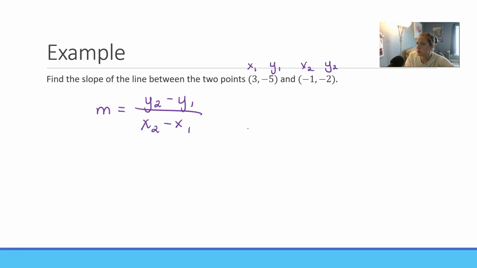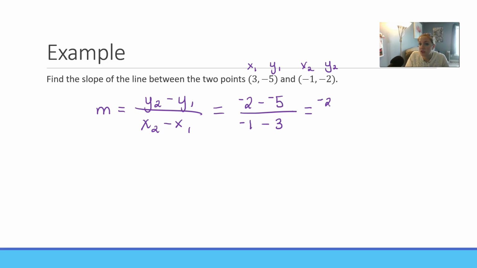Remember, it doesn't hurt to rewrite that formula either, because the more times we write it, the more it helps us to remember. Okay, y2, -2 minus y1, -5. Notice I'm very careful about that double negative again because it pops up all the time, right? And then on the bottom we have x2, -1, minus x1, -3.